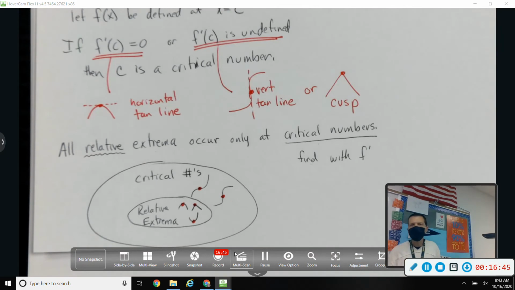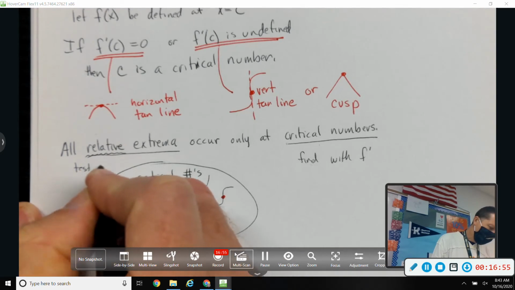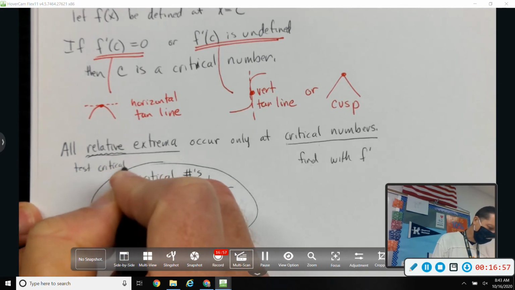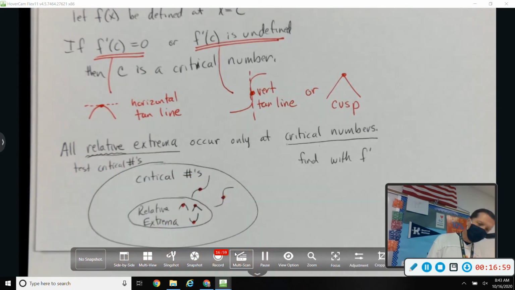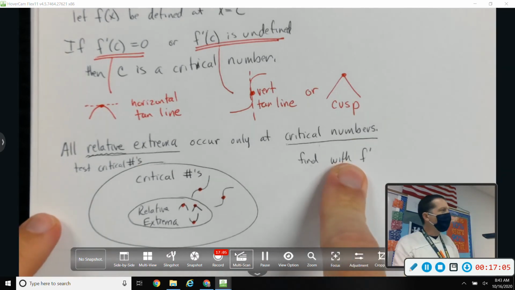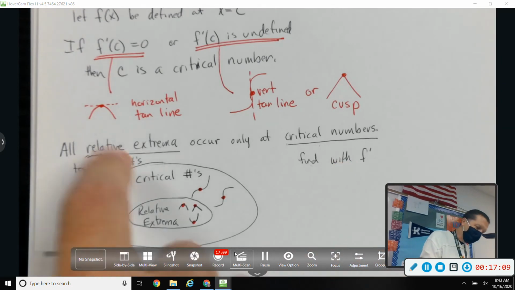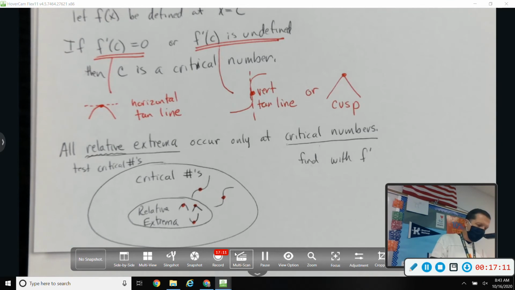Find, using f prime, the relative extrema. There's not really a process other than test the critical numbers, or check the critical numbers. So the mathematical process gives us the critical numbers, but those aren't exactly the answers. We take that pool of possible answers and then check them to see which ones are relative extrema.